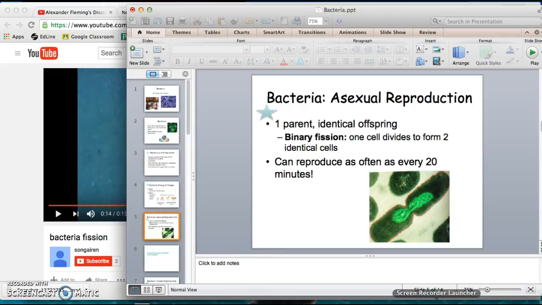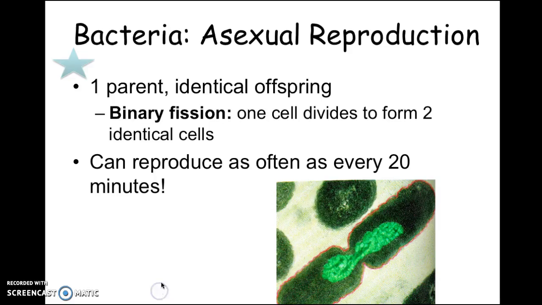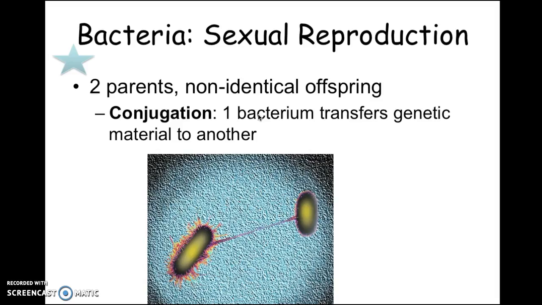So, binary fission, or bacterial asexual reproduction, occurs very quickly. Binary fission, asexual reproduction, the offspring are identical to the parents. Bacteria can also reproduce sexually, and that involves two parents. When two parents are involved, the offspring is no longer identical to either one of them. You can imagine you look a little bit like both of your parents, but not exactly like either one. Sexual reproduction in bacteria is called conjugation.